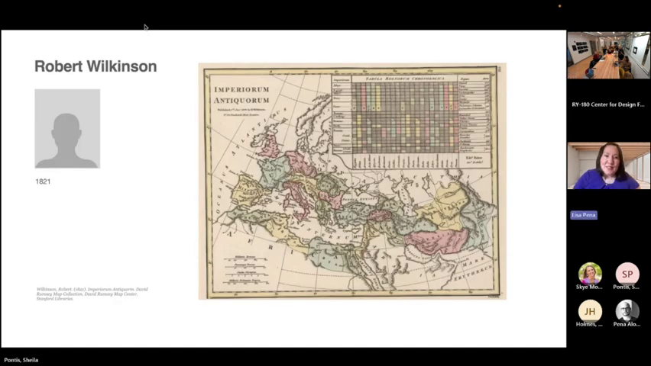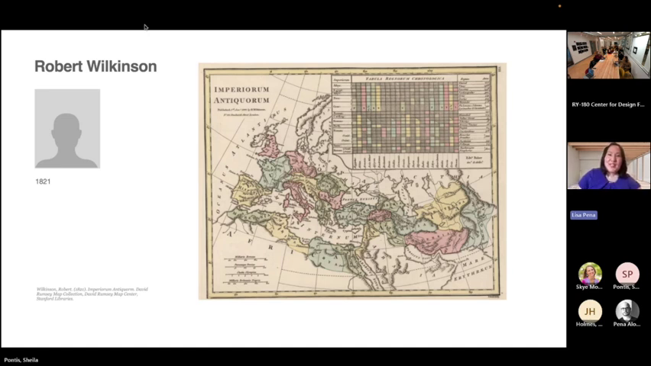Here we have Robert Wilkinson. He is an English cartographer. He created a number of atlases, basically a book of atlases, and experimented with different design methods. He also, in addition to this piece, has created a timeline, a tree of timeline. And so he clearly was very interested in experimenting. How do we visualize information for viewers? This is his Emporium Antiquorum, which essentially means ancient empires.